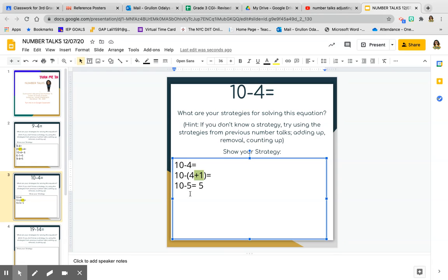So now here, I took away 1 too many from here. So I need to add it back to this number. So I have 5 plus 1 is equal to 6. And I'm going to rewrite my original number sentence, which was 10 minus 4, and that equals 6. Did you guys get that? Did you follow along? I know you guys got 6.